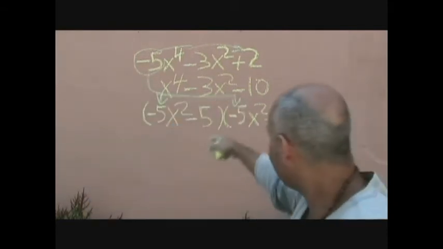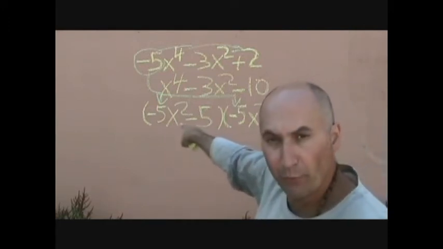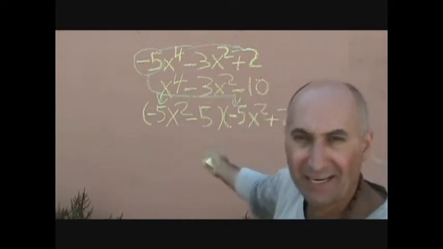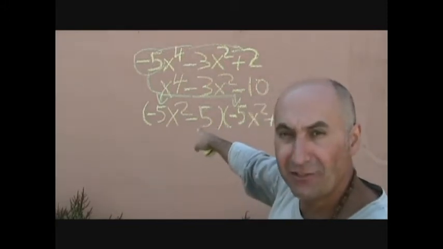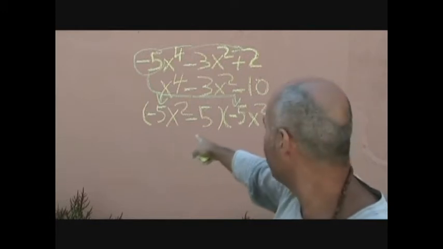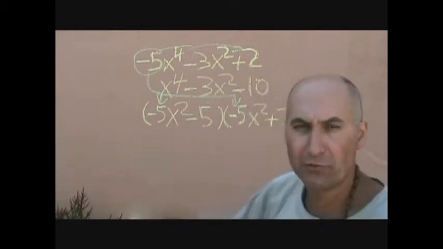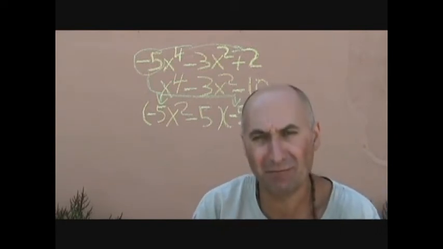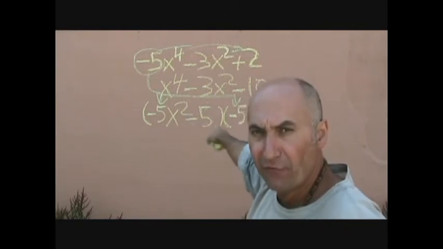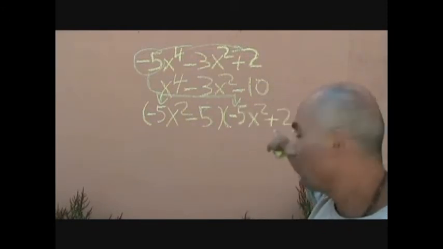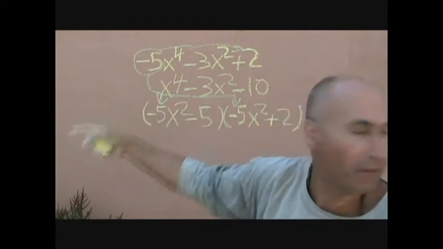So we've got negative 5x squared minus 5, negative 5x squared plus 2, and we're going to look at both these terms and take out the GCF and dump it. In the first one, you could take out a 5, but you don't want to do that. You want to take out a negative 5. You want to take out as much as you can from the terms, because that simplifies them as far as you can go. So you take out a negative 5 from the first one, and the second one has no GCF, so you leave it alone. So negative 5 comes out and you dump it.